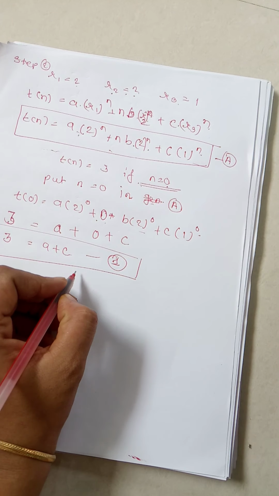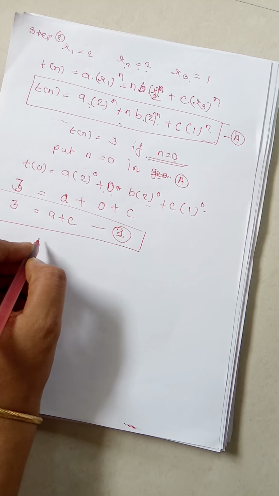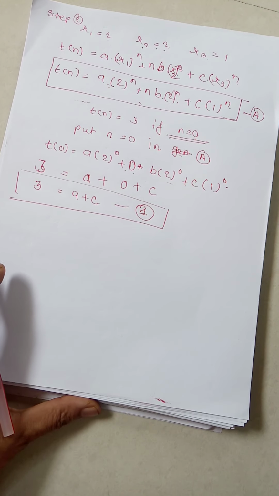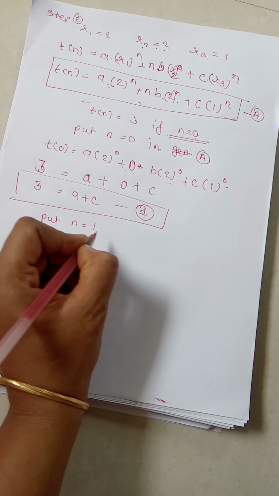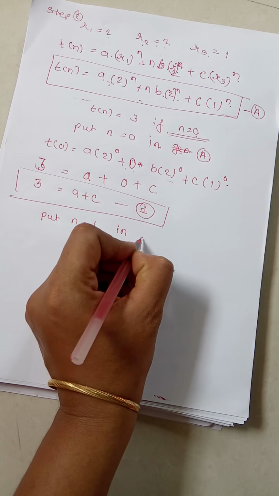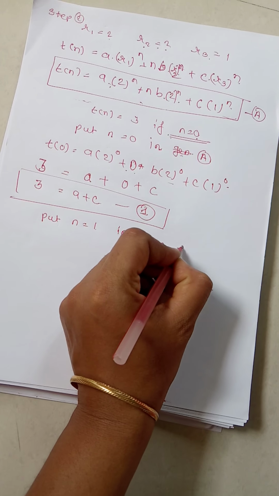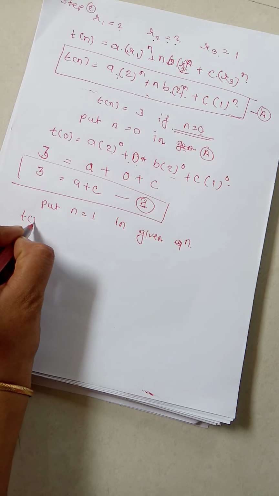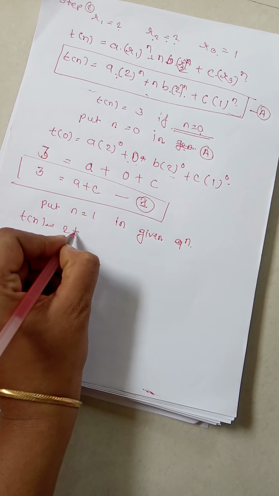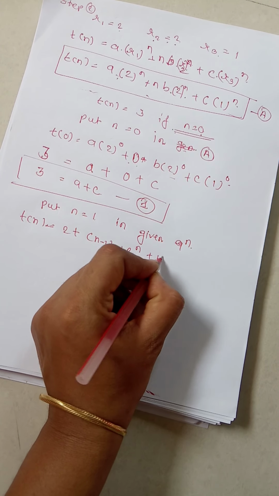Then I will put n equal to 1. But the value of t of 1 is not known to me. That's why I will first get the value of t of 1. I will put n equal to 1 in the given equation. So what is my given equation? T of n is equal to 2t of n minus 1 plus 2 to the power n plus 5.